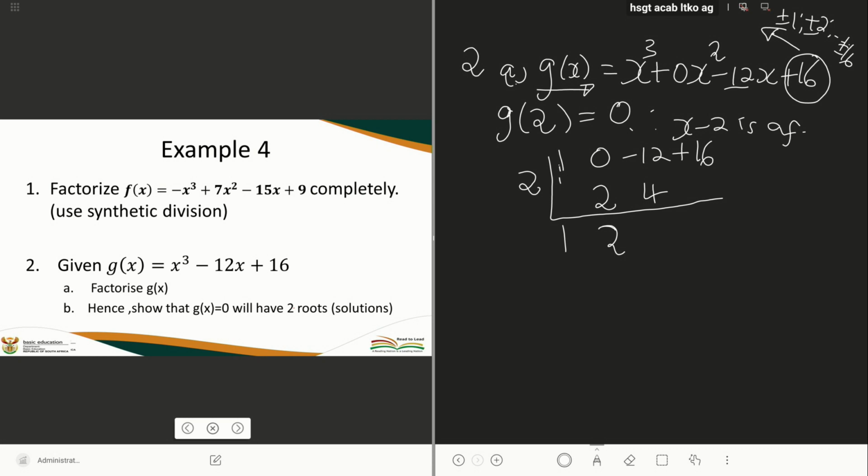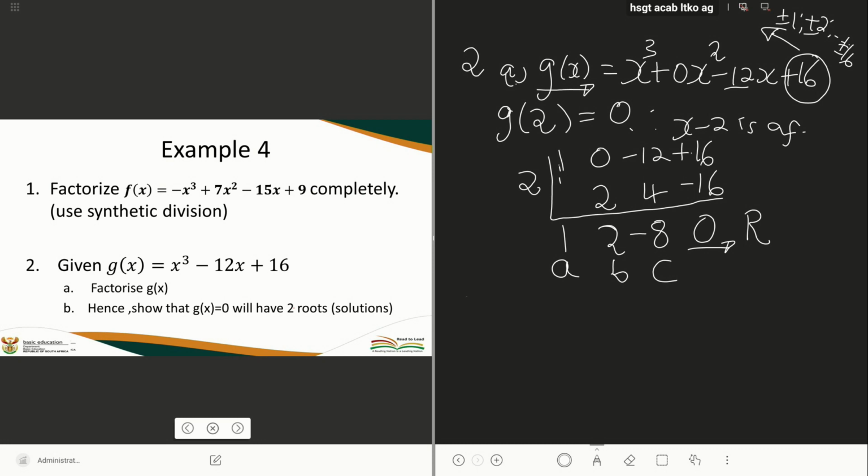Minus 12 plus 4 is going to be negative 8. 2 multiplied by negative 8 is going to be negative 16. Then what do we do? 16 plus negative 16 is 0. So since this 0 is your remainder, you must know that this 1 is the coefficient of A, 2 is the coefficient of B, and then this negative 8 is the coefficient of C on your quadratic expression.